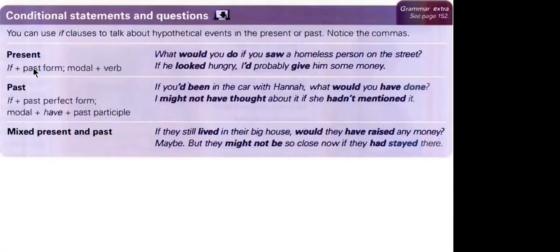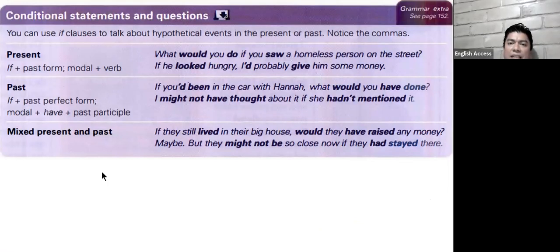Not this one. So you can use the if clause to talk about hypothetical events in the present or past. Notice the commas. Present: what would you do if you saw a homeless person on the street? So we have here the present. What would you do if you saw? This is in the present.